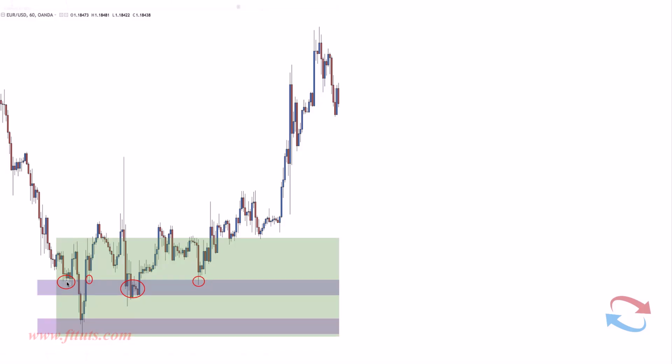So this is an area where I would be keen to look to enter if I was looking to buy the euro against the dollar. So we just plot our levels of support and resistance and structure within the demand zone.